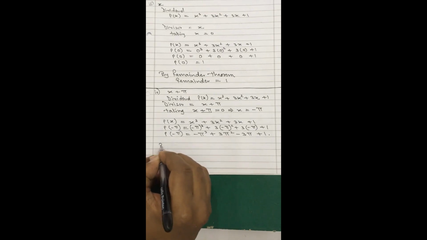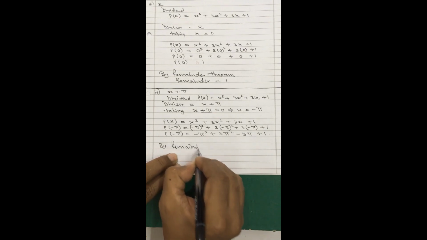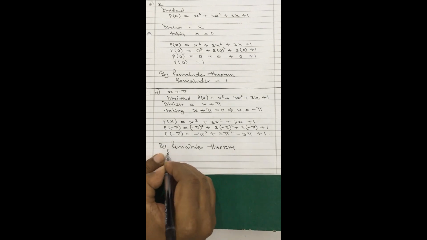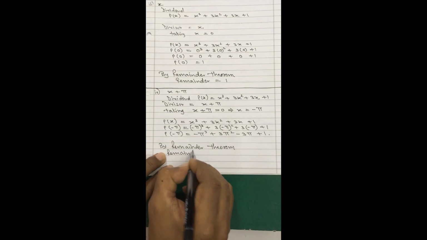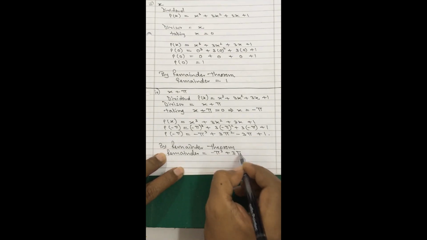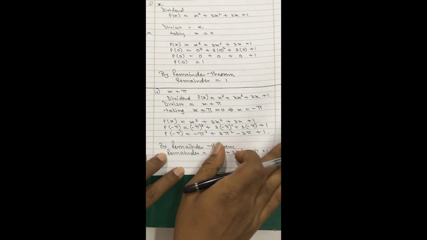Okay, my dear students, I hope this answer is right. Just let me check it from the answers given at the back. Yes, my dear students, it is absolutely right. So here I will tell by the remainder theorem, what do I get? Remainder is -π³ + 3π² - 3π + 1. This is done.